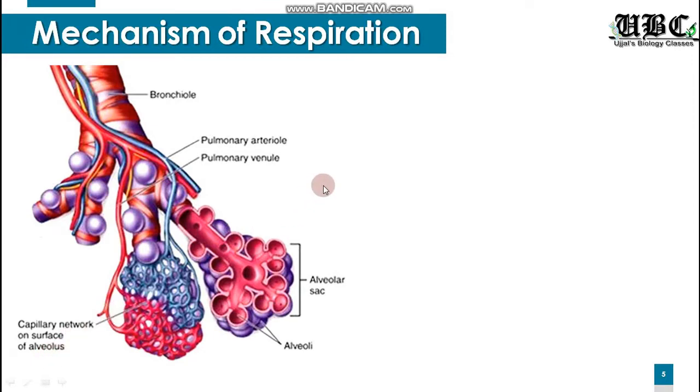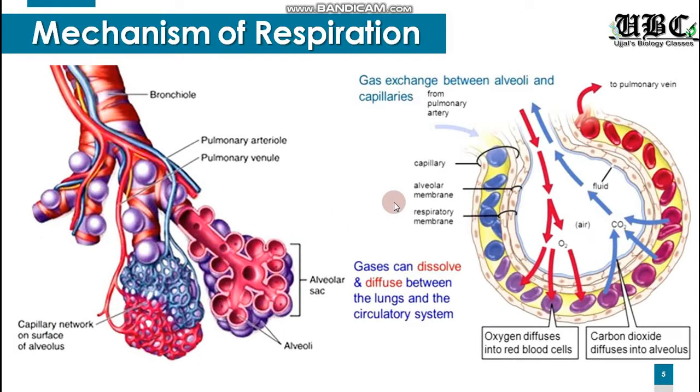So now let us take a look at the diffusion process, how the exchange of gases in the alveoli takes place. So see, this is the structure of the alveoli, and this layer over here is the alveolar membrane, which is this one, the alveolar membrane, the inner one. I think you are getting it.